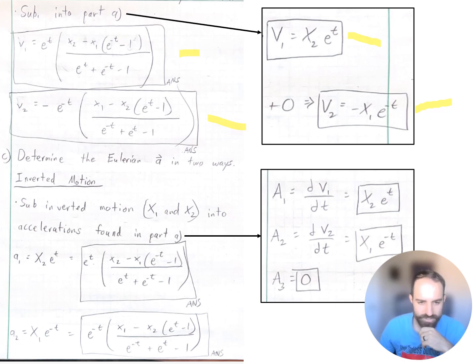Okay, so for part C here, we're asked for the Eulerian acceleration in two ways. The easiest way is just to invert the motion again. So as I put here, you're just going to substitute the inverted motion big X1 and big X2 into the acceleration that we found in part A. That's those two equations here. And then we just plug it in, and there we have it. Again, you could simplify it a little bit if you wanted to.